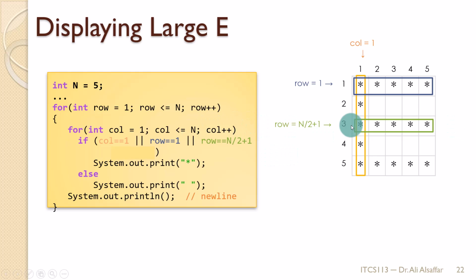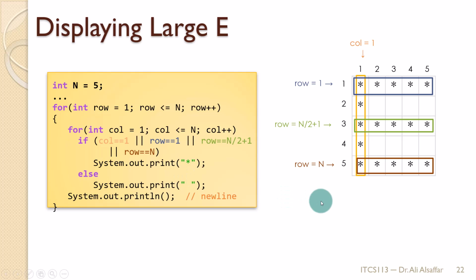So the third part, or the third condition, is that we check for row. If it is equal to n over 2 plus 1, then we are referring to the middle row. Now the last part is the last row. For the last row, row is equal to n, and n is a variable, so it's equal to 5. And these are all the conditions that we need to specify for the if statement. If any of these conditions is true, then we print a star, otherwise we print a space.